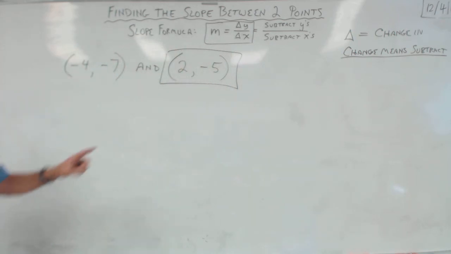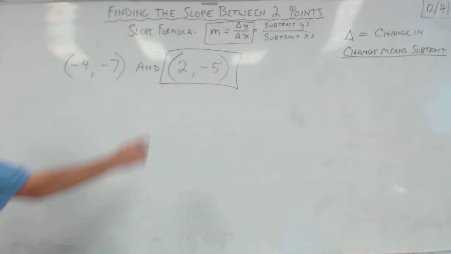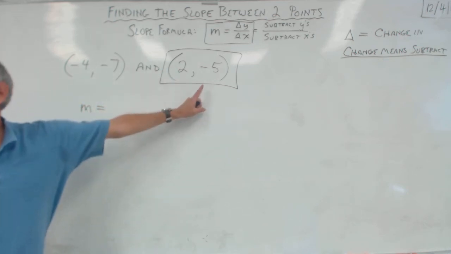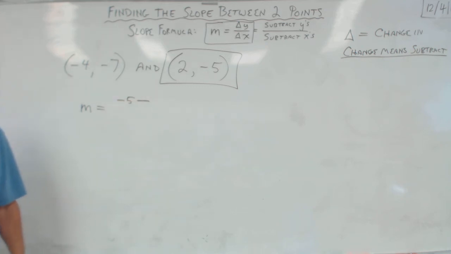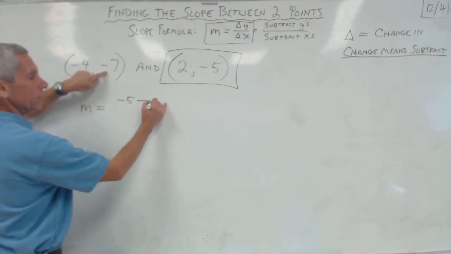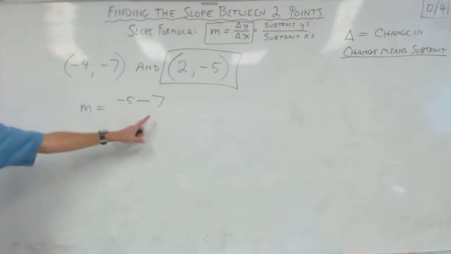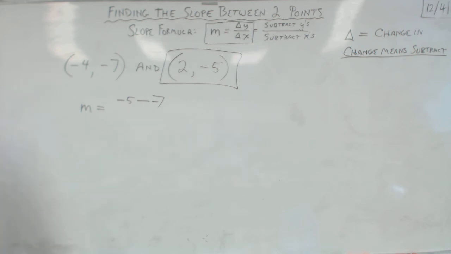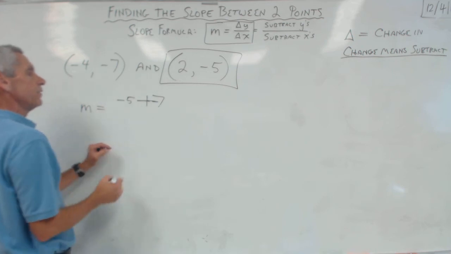It's fine either way, but I just have this method that I always do, and it always works. So m is subtract the y's. I start in the box, so I write negative 5, and then a minus because it means change, minus negative 7. This is what people do: they say, oh, there's already a minus, so I don't have to write negative. But it's negative 5 minus negative 7, which means it's a plus 7.